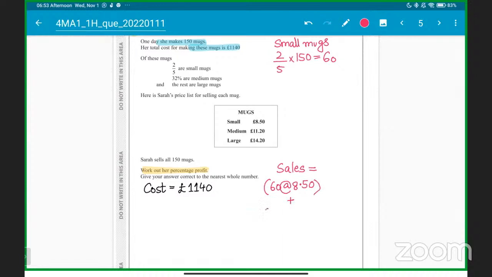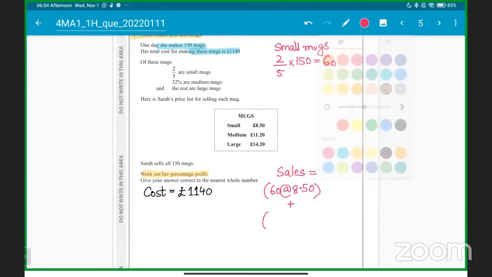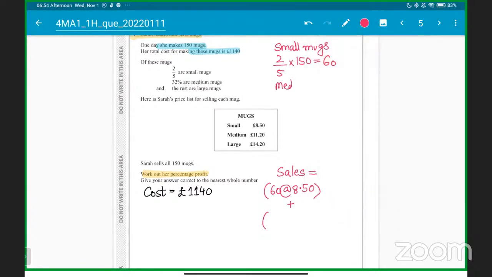Correct? Yes, sir. Then you work out how many are the medium mugs. So medium mugs will be simply 32% of 150, right? So we get 48 mugs that are medium. So 48 medium mugs will be sold at the rate of 11.20. Understood? Clear? Any concern?